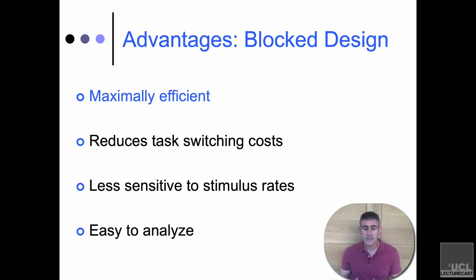Another advantage is that it's less sensitive to stimulus rates. So it's not insensitive, right? It's still sensitive to stimulus rates. However, if you have trials that are happening once a second or once every 2 seconds, that makes less of a difference in a block design than it does in an event-related design, which the second video will talk about in a lot more depth. So there is a greater flexibility in the way you design the specifics of the trials that you're using in your experiment in a block design.